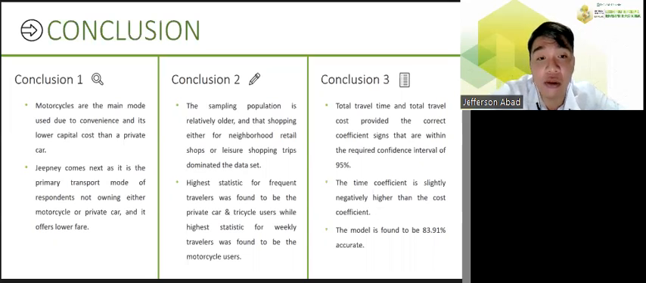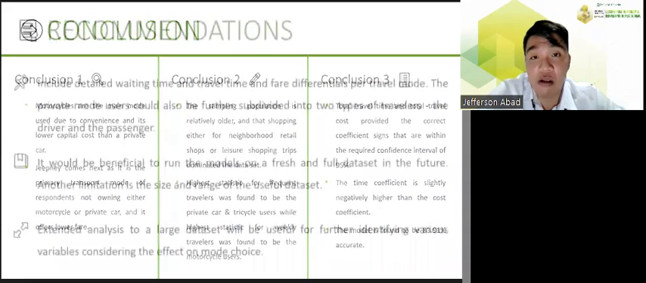Total travel time and total travel cost, which are both route-specific variables, provided the correct coefficient signs within the required confidence interval of 95%. Both resulted in negative coefficients since any increment in these variables would correspond to disutility of the travel mode. The time coefficient is slightly negatively higher than the cost coefficient, which would mean that on average, commuters consider travel time more than travel cost in the decision-making process. In conclusion, the model developed followed the expected outcomes with regard to the signs of the coefficients of the variables, taking time and cost spent as sensitivity. The model is found to be 83.91% accurate, which is already very satisfactory.